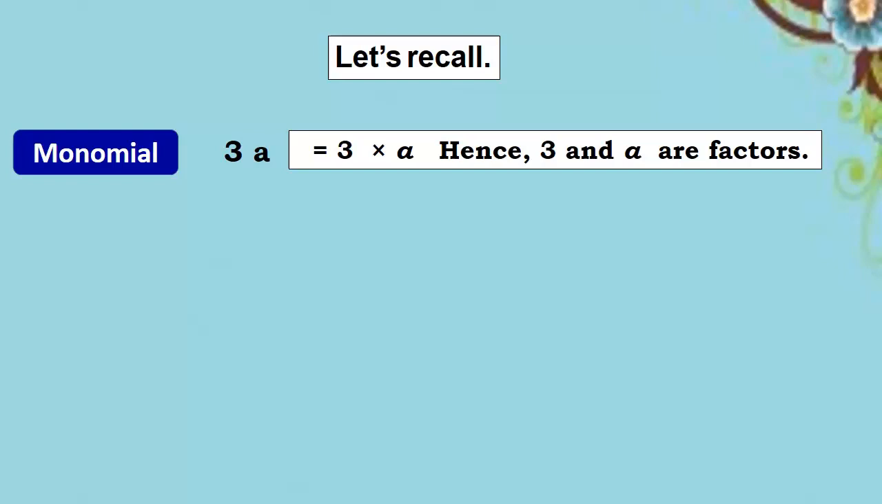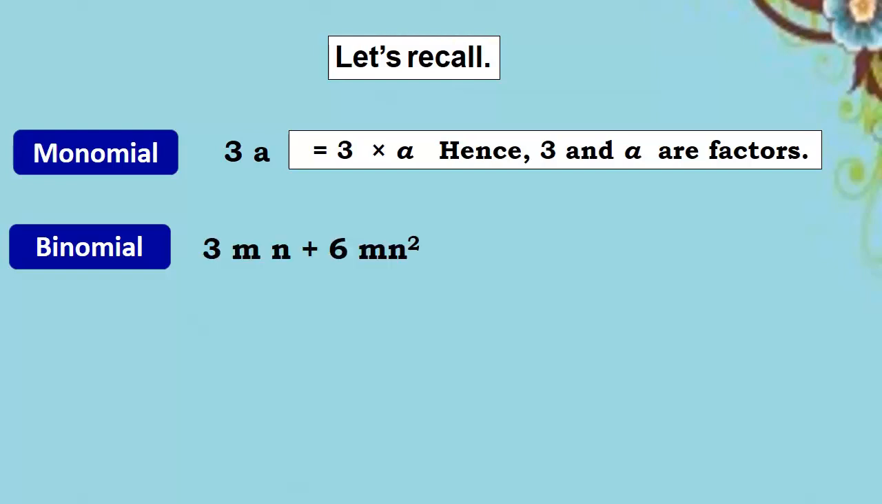Now, if we add 2 monomials or subtract, we get a binomial. Bi means 2. So, what is a binomial? Addition of 2 monomials or subtraction of monomials. So, let's take an example. 3mn plus 6mn square. Now if I want to find the factors of it, I know 3 into m into n is 3mn. 6 means 2 3s are 6, m into n.